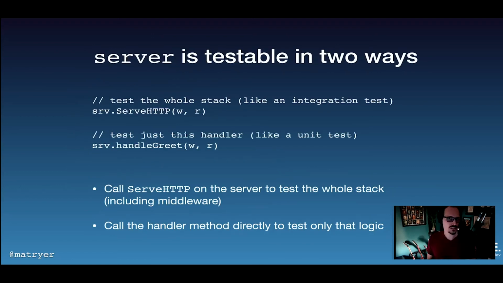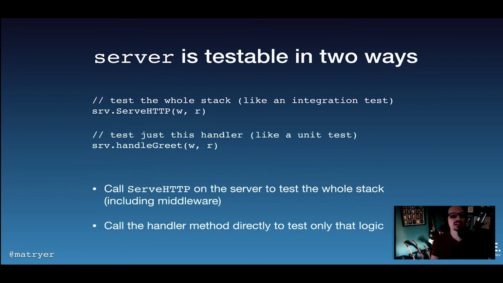You've got two approaches when testing this server type. You can call that ServeHTTP method, and that's like simulating a real HTTP request coming in. In fact, all the middleware is going to get hit, actually. So if you've got middleware in the routes, you might have logging, you might have different auth middleware checking to make sure that they've got permission and things. All that's going to be hit if you call ServeHTTP on the server. And that's like an integration test in a way for your server.